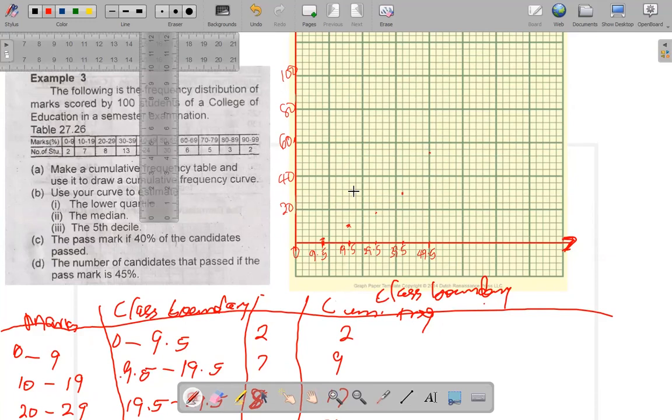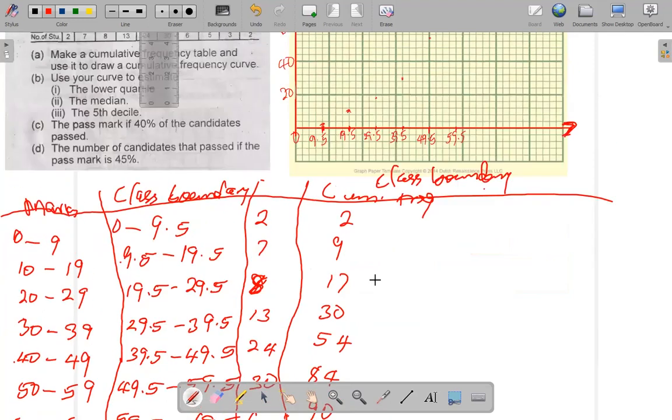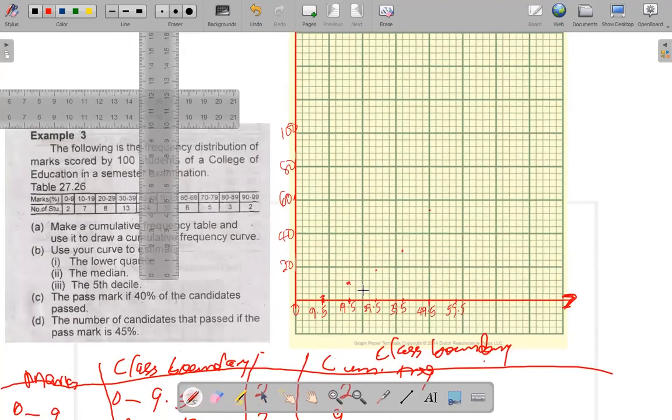Then count 4 again. Next one will be 1, 2, 3, 4. That will be 59.5. The cumulative frequency there is 54. This is a line, this is 50, 54 is here on this line.